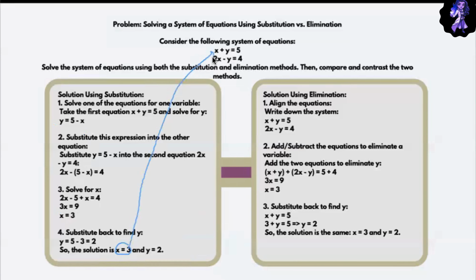We can easily pick that first one and say, okay, well, 3 plus y equals 5. Let me go ahead and bring that 3 over to the other side. Minus 3 on both sides, y equals 2.